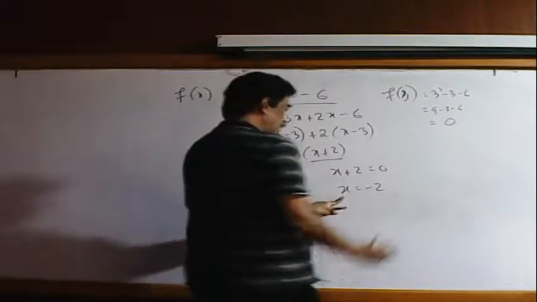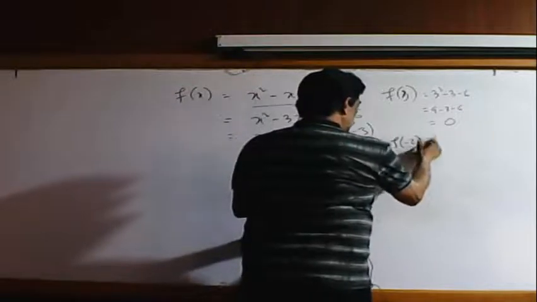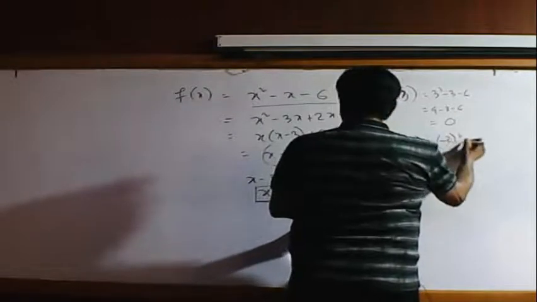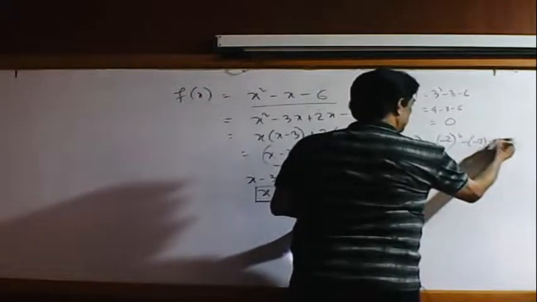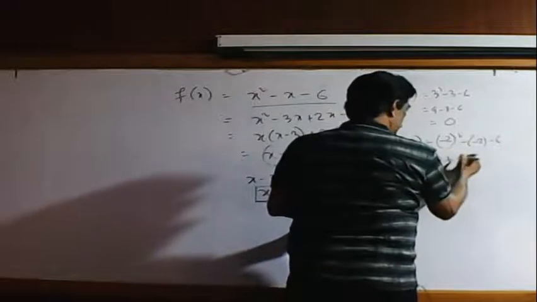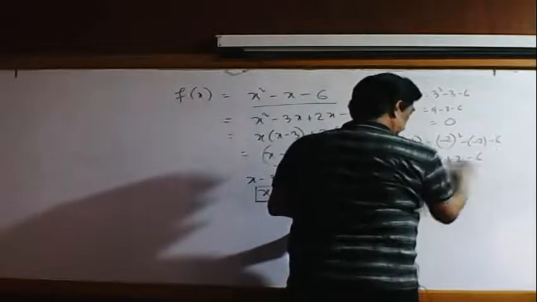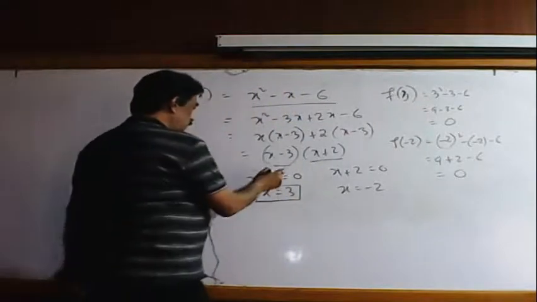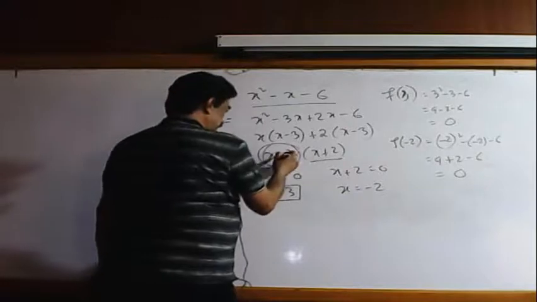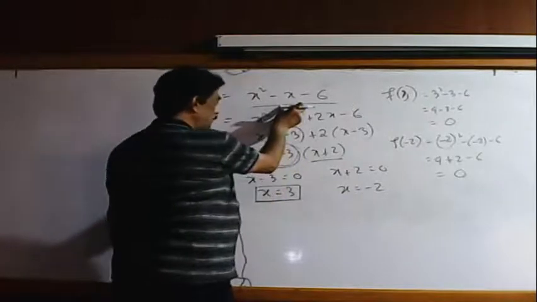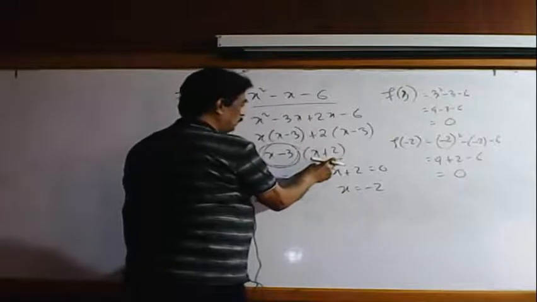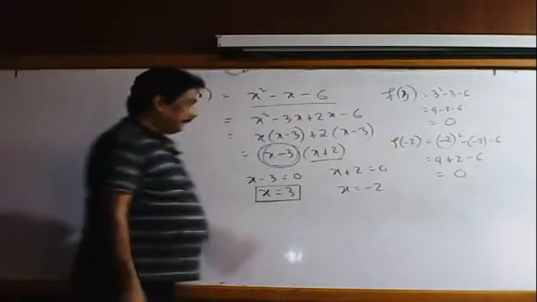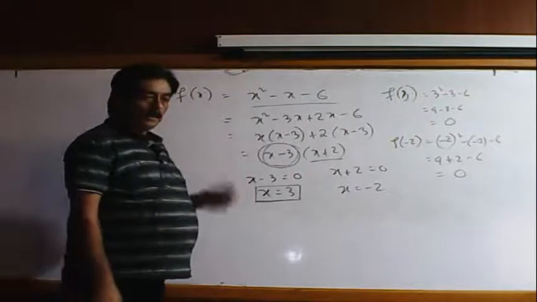Similarly, put x equal to minus 2. So f of minus 2, your result is minus 2 square minus of minus 2 minus 6. So the result is 4 plus 2 minus 6. The result is also 0. So now the theory: x minus 3 will be one of the factors of the given expression if x equal to 3, then the expression value becomes 0. x plus 2 is one of the factors of the given expression if x equal to minus 2, the expression value is 0. This theory is called the factor theorem.